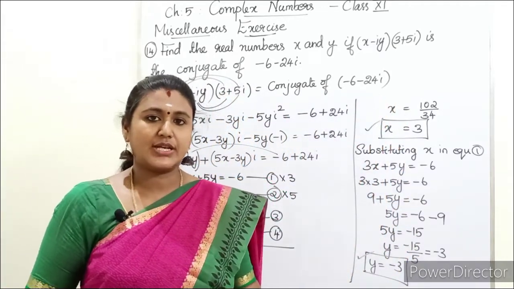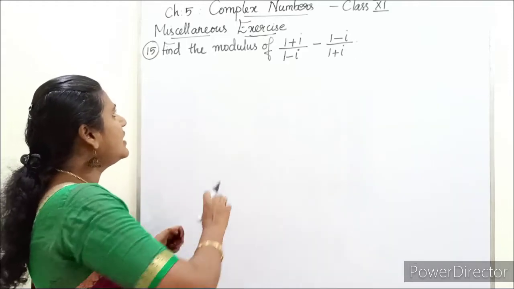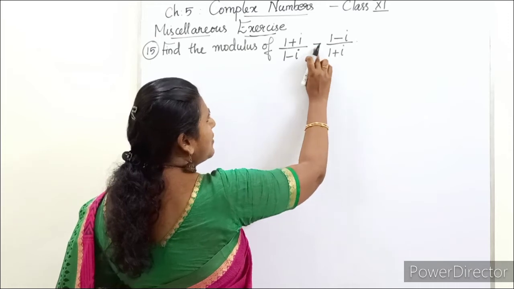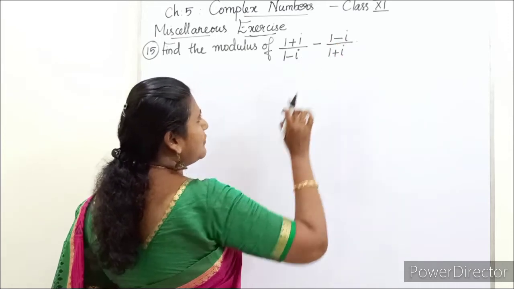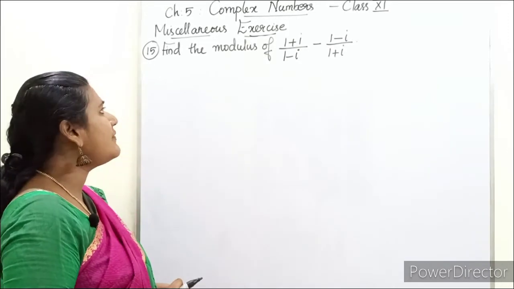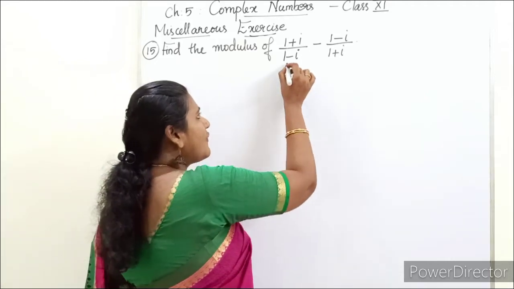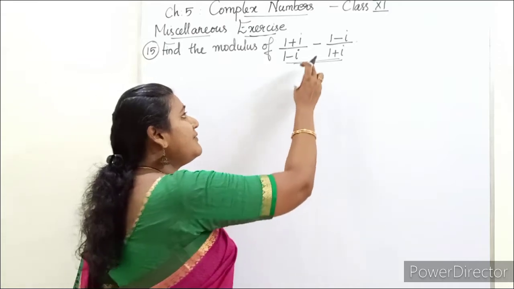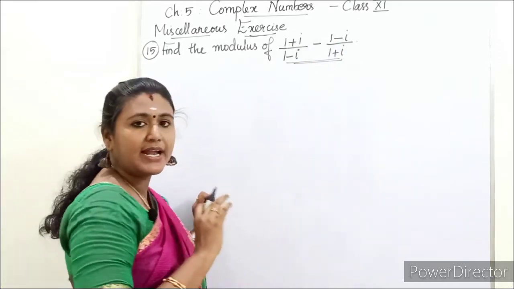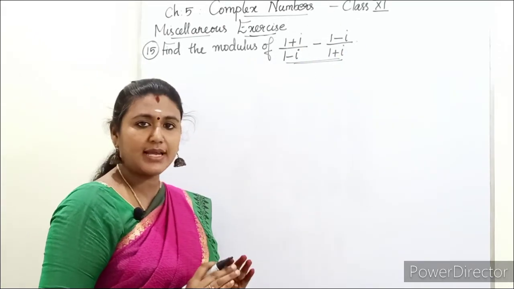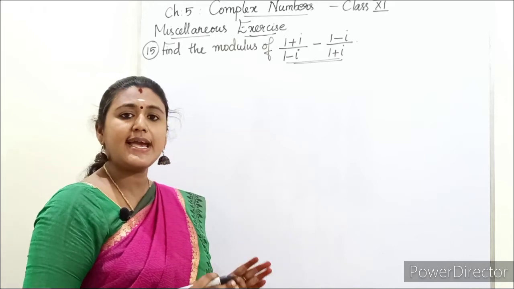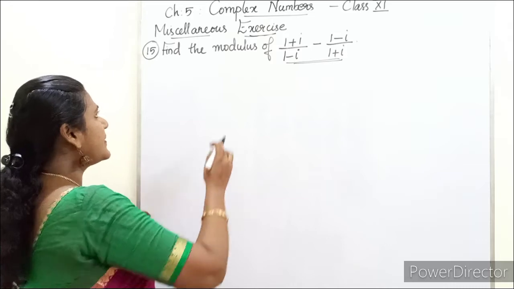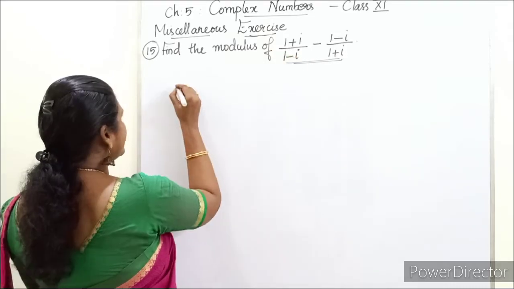Now we will see question number 15. Find the modulus of (1 plus i) by (1 minus i) minus (1 minus i) by (1 plus i). So here we have to find the modulus of this complex number. So first we will simplify this expression and express the complex number in the standard form, that is a plus ib form. Then we will find out its modulus value. So we are going to simplify this expression now.